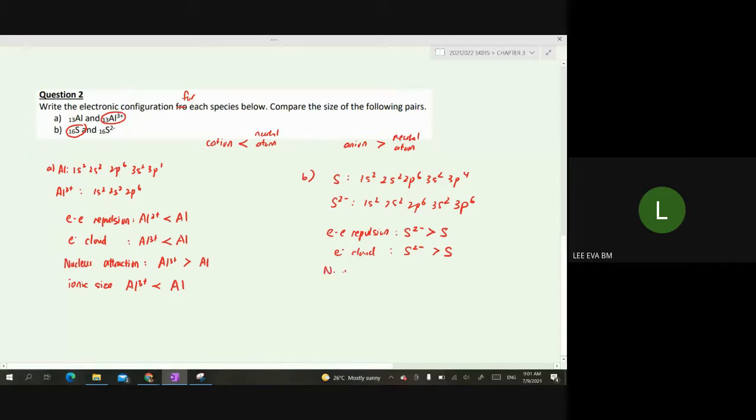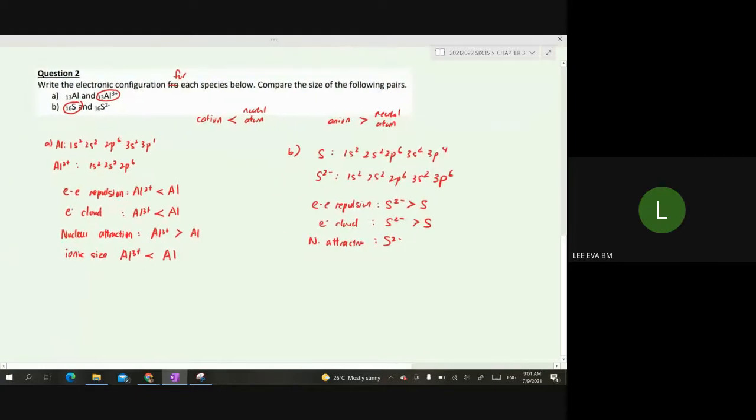So the nucleus attraction for our S2-, stronger or weaker? Weaker than the sulfur parent. Therefore, the ionic size of S2- becomes bigger than sulfur. Okay, and then we can say sulfur has a smaller size. Here you can reverse it, no problem. You can talk about sulfur, but it is easier to look at which one differs from the original. So we are talking about that one.